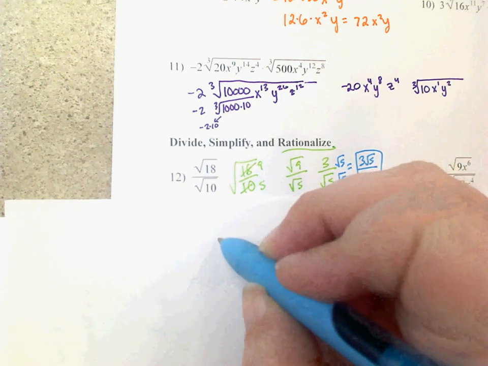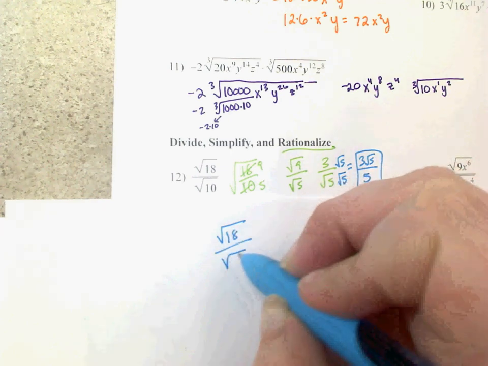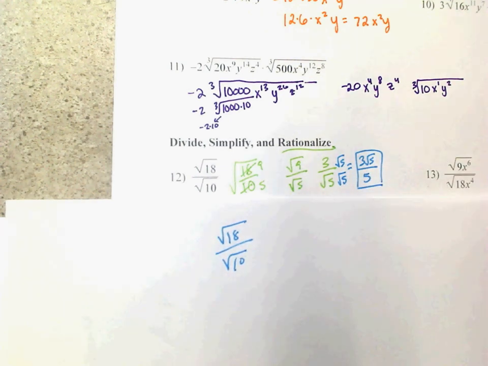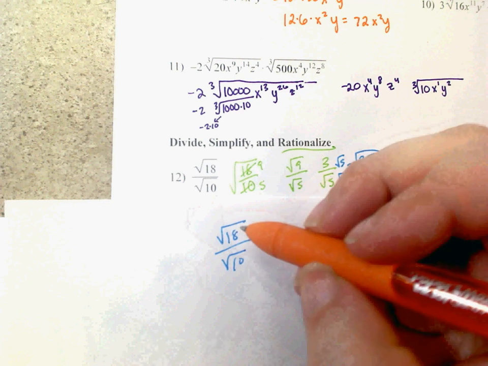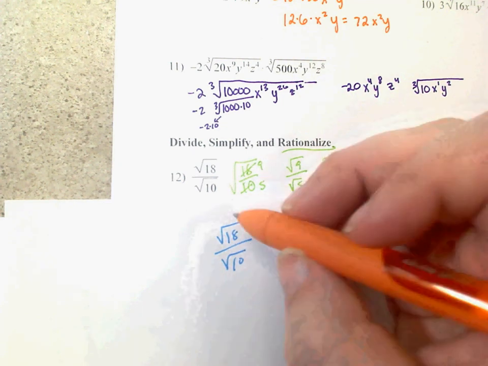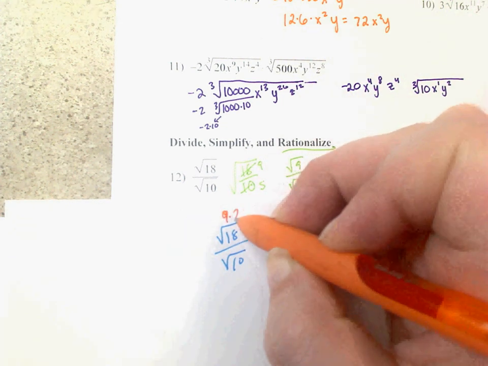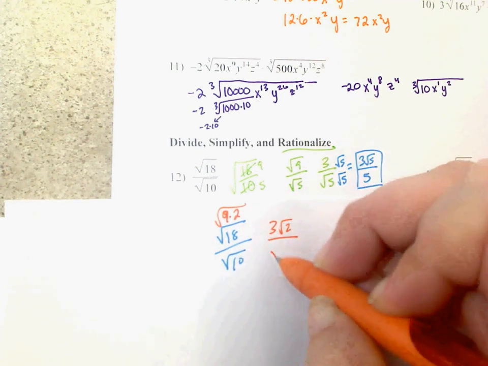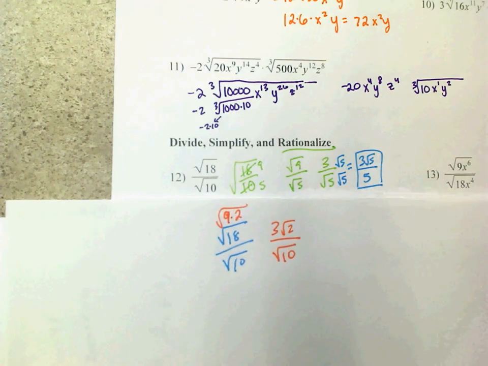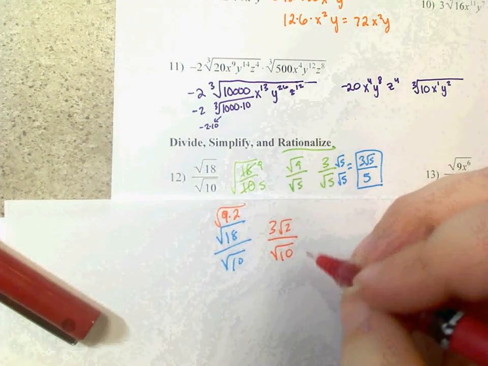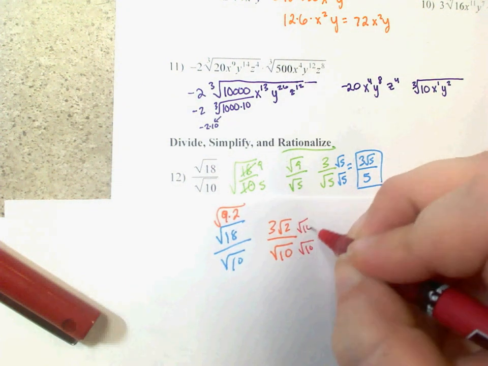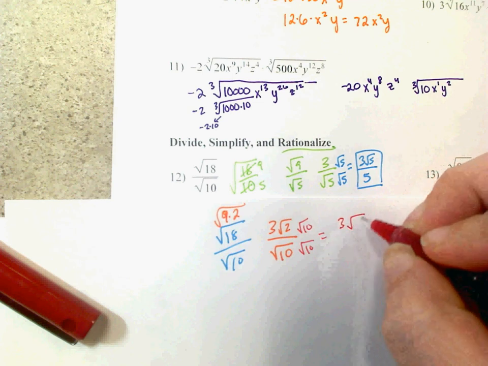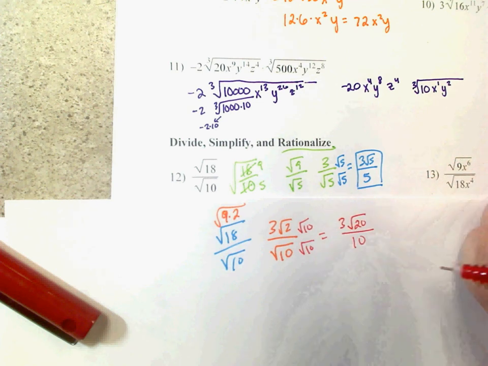I've seen some other ways, though. I had some people that went ahead and just multiplied by the square root of 10 on top and bottom. I would simplify as much as possible. 9 times 2, so the square root of 9 is 3. So I've got 3 square roots of 2 divided by the square root of 10, and then they multiply top and bottom by square root of 10. So that is 3 square roots of 20 divided by 10. But then you've got to think, okay, 20 is not a perfect square, but it's 4 times 5.